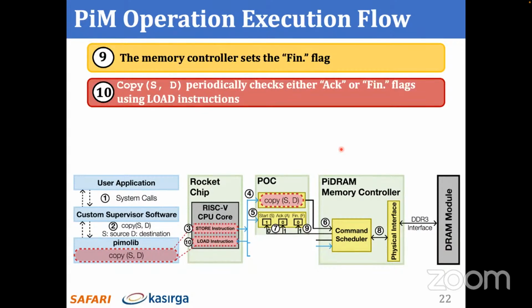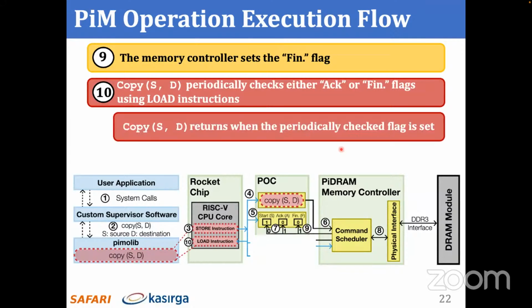library periodically checks either the acknowledge or the finished flags based on a user-defined parameter using load instructions to understand basically when the operation finishes. And the copy function call will return when this periodically checked flag is set.